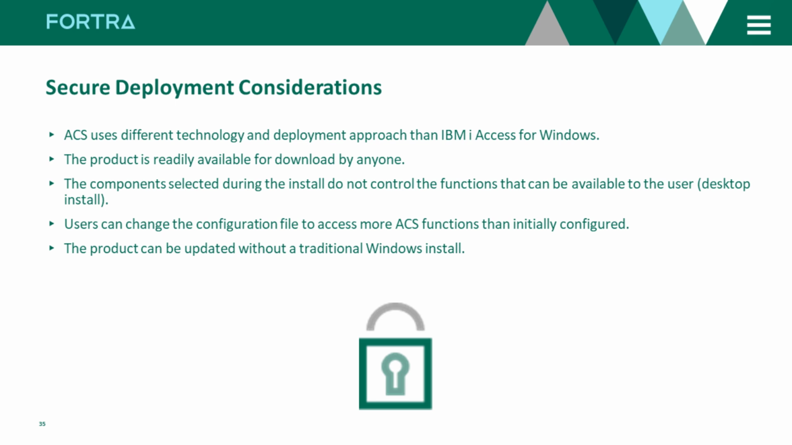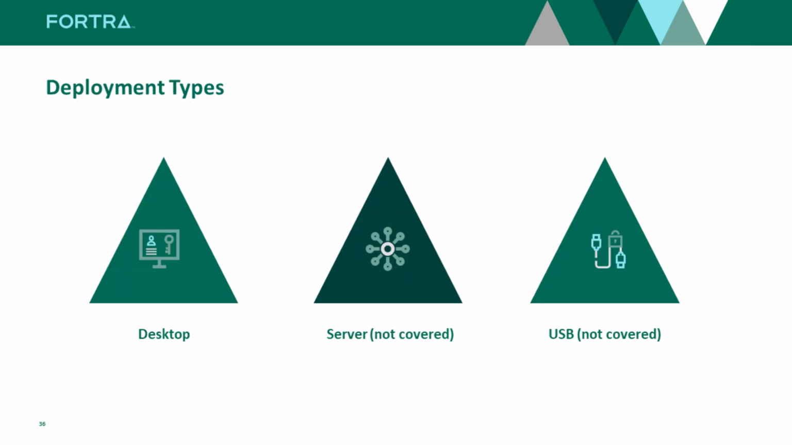And the product can be updated without a traditional Windows install. And we'll talk a little bit more about that in just a few moments. So there's three types of deployments that you can have with ACS.